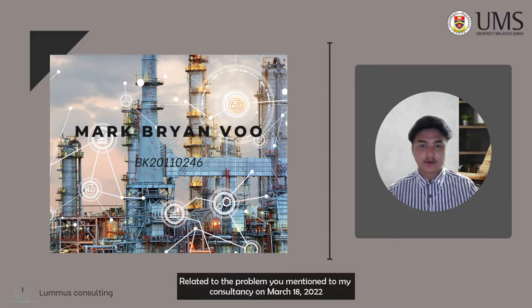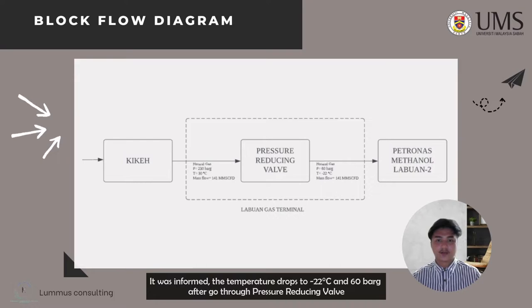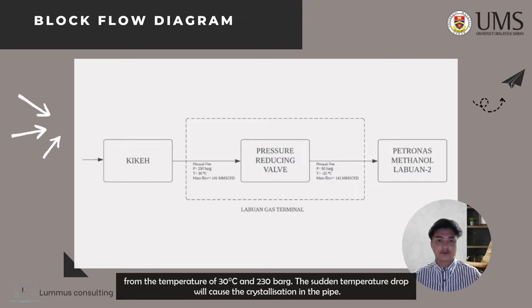Related to the problem mentioned to my consultancy on March 18, 2022, I would like to present my clarification today. It was informed that the temperature drops to -2 degrees Celsius and 60 bar gauge across the pressure reducing valve from 30 degrees Celsius and 230 bar gauge. The sudden temperature drop will cause crystallization in the pipe.